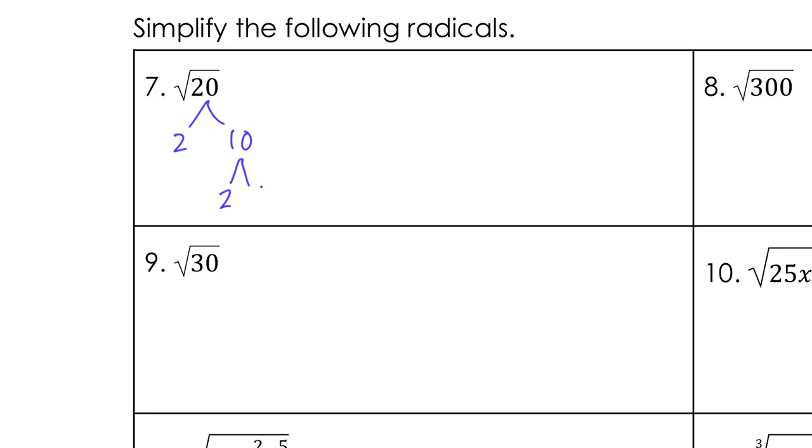5, 2. Good. Now, with prime factorization, since this is a square root, we're looking for pairs. If it was a cubed root, we'd be looking for sets of 3. Does that difference make sense? Do you see a pair? Yes. 2 and 2. I have a pair of 2s. That means the 2 gets to leave the square root. But I don't have a pair of 5s, so the 5 has to stay.